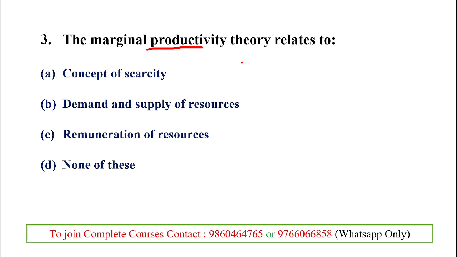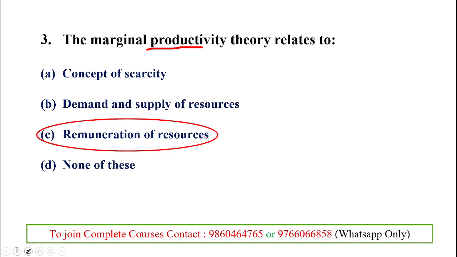Whether it is related to the concept of scarcity, demand and supply of resources, remuneration of resources, or none of these. So here the marginal productivity theory relates to the remuneration of resources. Here remuneration means the return to the resources. The resources here mean land, labor, capital and entrepreneurship, and the remuneration for those resources are rent, wages, interest and profits. So the remuneration for resources relates to the marginal productivity theory.